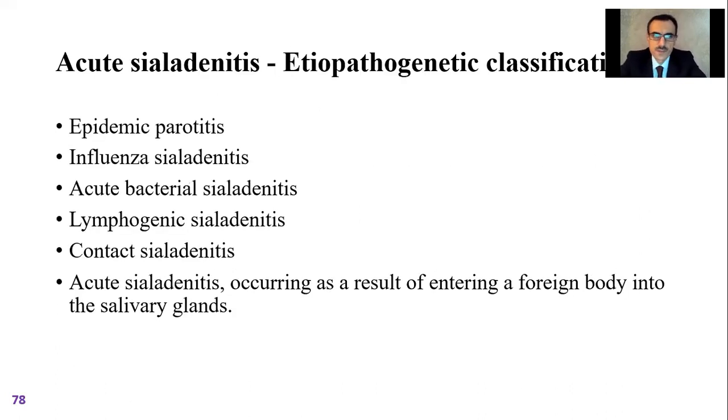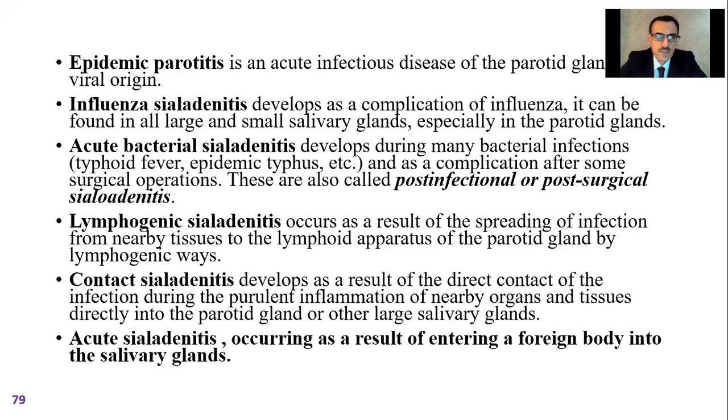Etiopathogenetic classification of acute sialadenitis. They include epidemic parotitis, influenza sialadenitis, acute bacterial sialadenitis, lymphogenic sialadenitis, contact sialadenitis, and acute sialadenitis occurring as a result of a foreign body entering the salivary glands. Epidemic parotitis is an acute infectious disease of the parotid glands of viral origin.